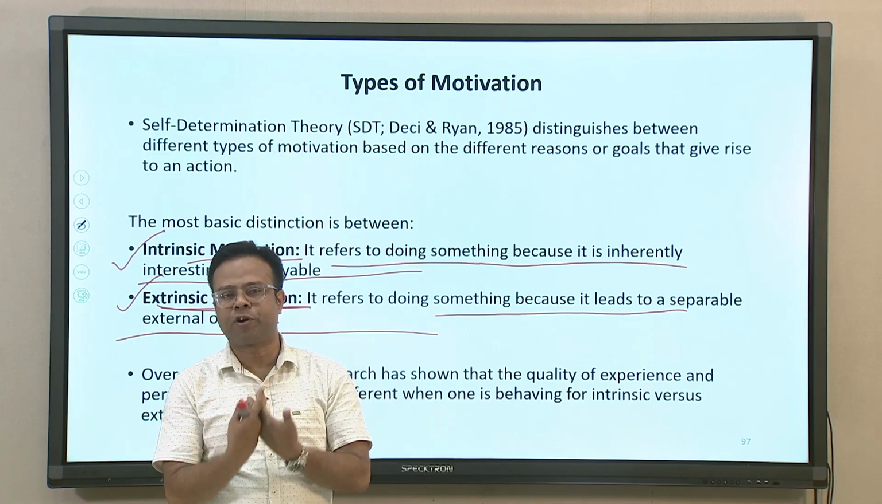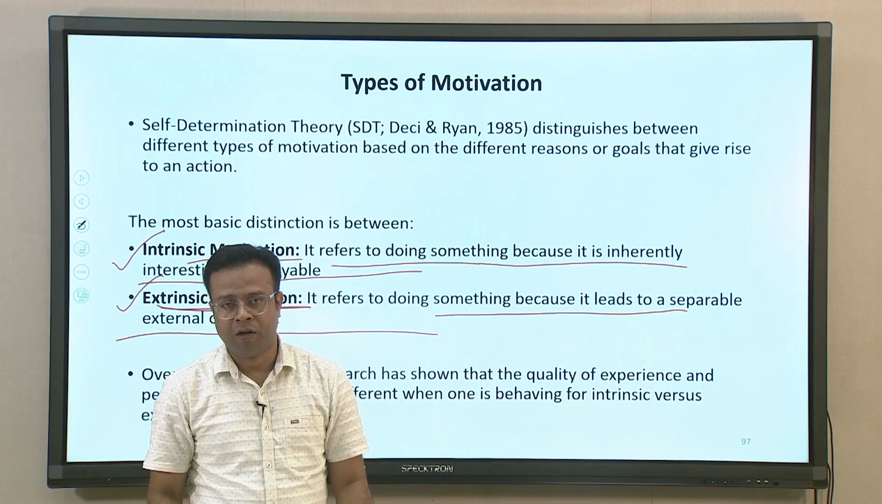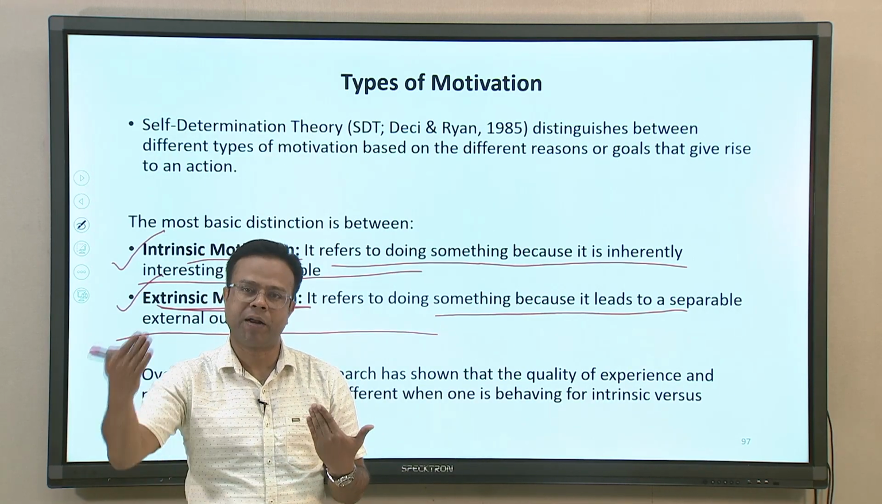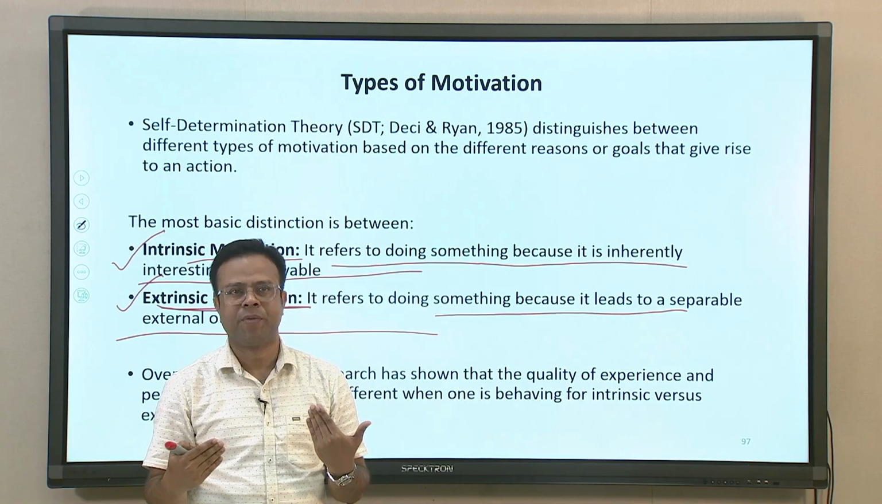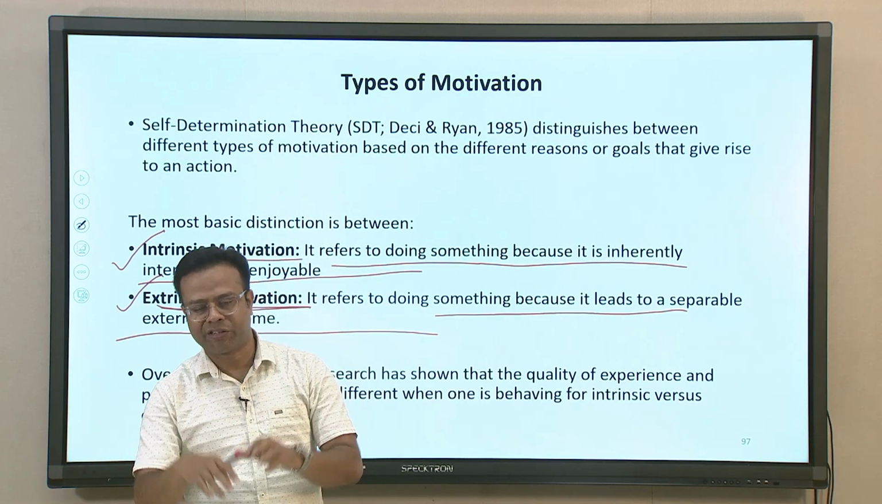In case of extrinsic motivation, the focus is on some external outcome that you will get out of doing it. So, it could be, let us say, getting praise from somebody, getting money after doing something, whatever it is. So, there can be many external outcomes. Those are called extrinsic motivation.